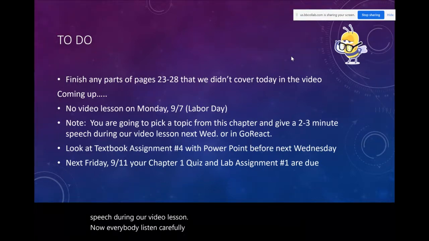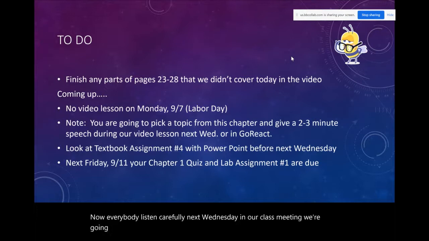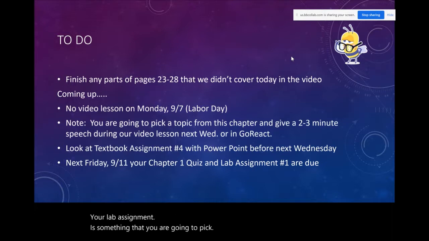Now, everybody listen carefully. Next Wednesday in our class meeting, we're going to give the speech, but that's not your lab assignment. The lab assignment is different. Your lab assignment is something that you are going to pick that's not in the book. Does everybody understand? Yes. Okay, good. For the lab assignment, you get to choose the topic, but it's not from our book. It's something on YouTube or radio or something.